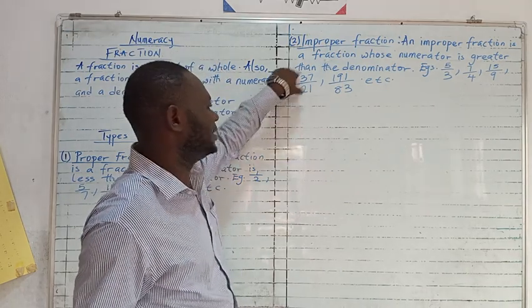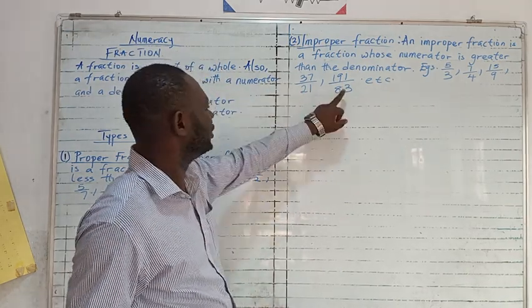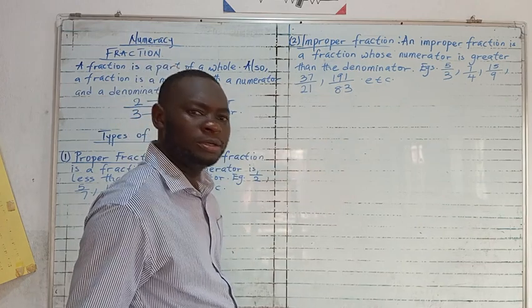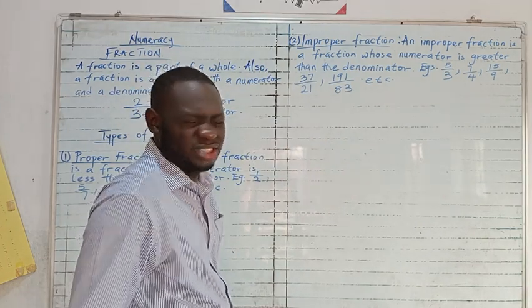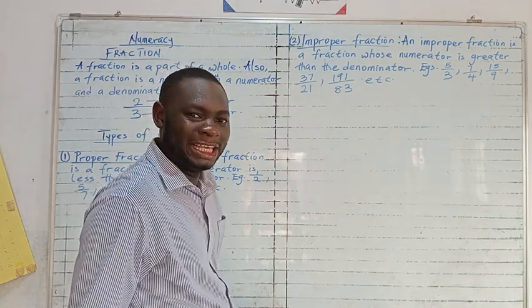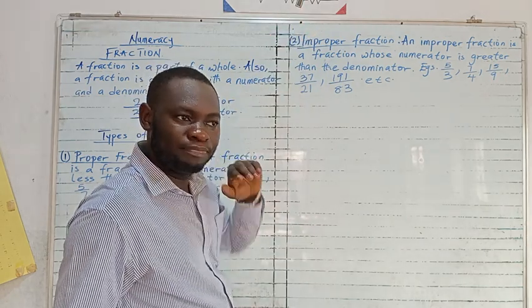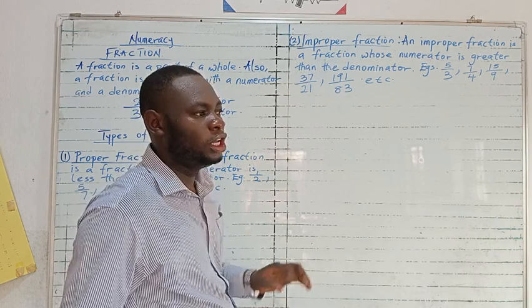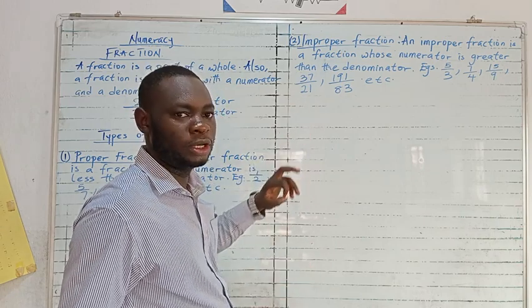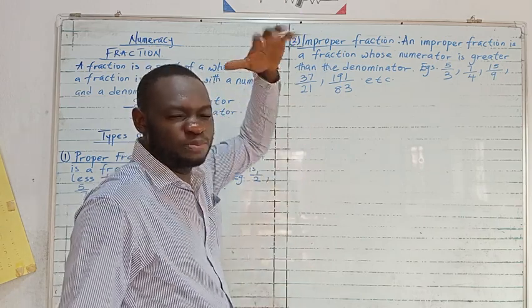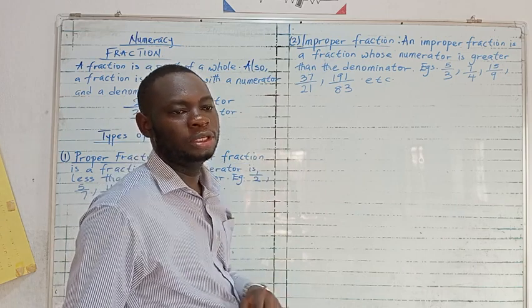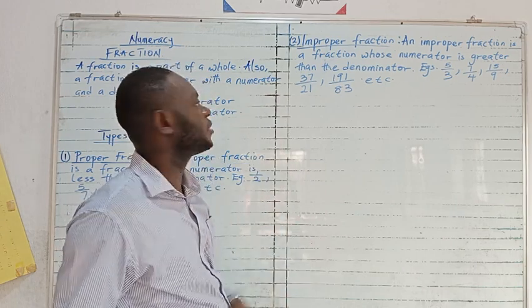A child carrying the father or a child carrying the mother. It is improper. This is not proper. So when the numerator is bigger than the denominator, it becomes an improper fraction. But when the numerator is smaller than the denominator, it becomes a proper fraction.